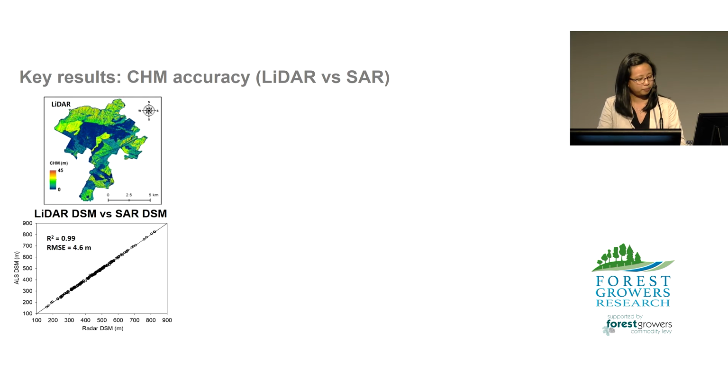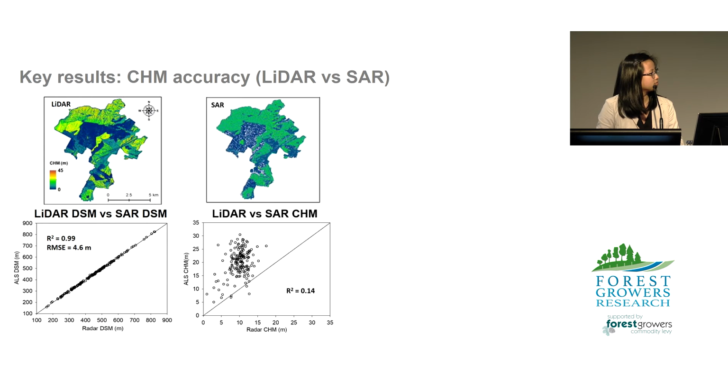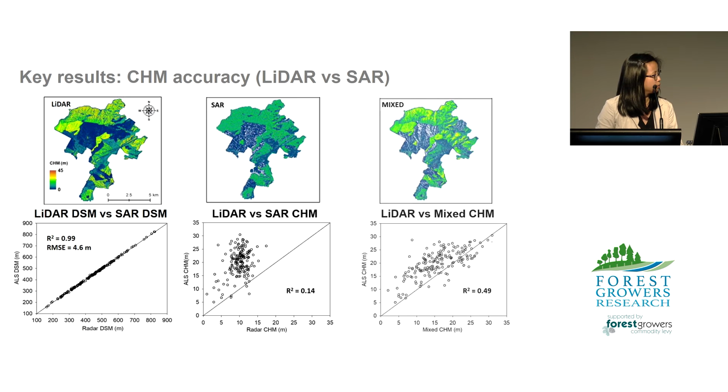So the map on top is a CHM map derived from LIDAR, and in comparison, the SAR CHM has a low correlation with the LIDAR CHM. So this is where the errors from the DTM and DSM portray. So this low correlation is due to the errors propagated from the previous metrics. So what we tried to do is use the LIDAR DTM and SAR DSM to produce a mixed CHM, which increased the correlation significantly.